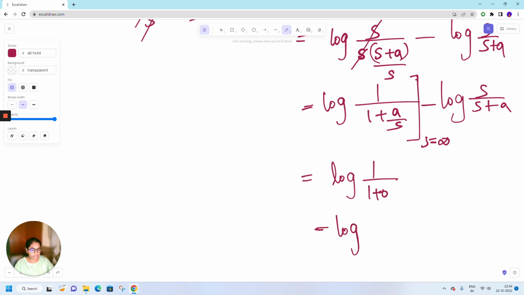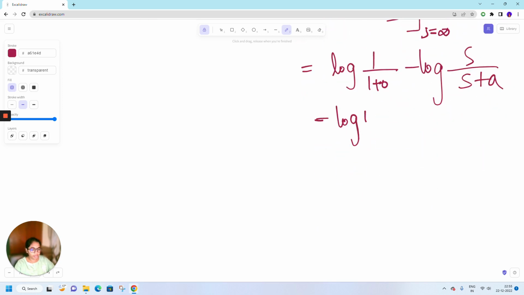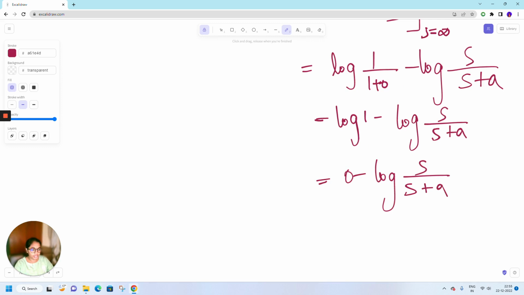What is log 1 value? Log 1 value is 0, right? So we'll get 0 minus log s divided by s plus a. So this is something like minus 1 into log s divided by s plus a.